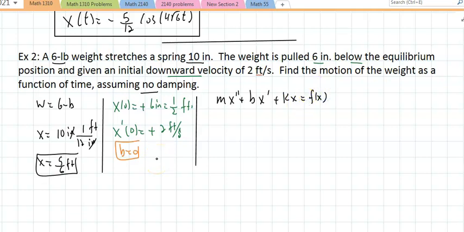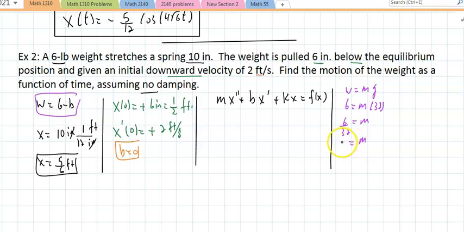In our case, we need to find m first. And we do that by taking the first piece of information given. We know that W equals mg. The weight is 6. Mass is what I'm looking for. Since everything is in inches, we are going to use 32 feet per second squared. So m is 6 over 32, which divided by 2 is 3 over 16. We know b is 0, so that's gone.